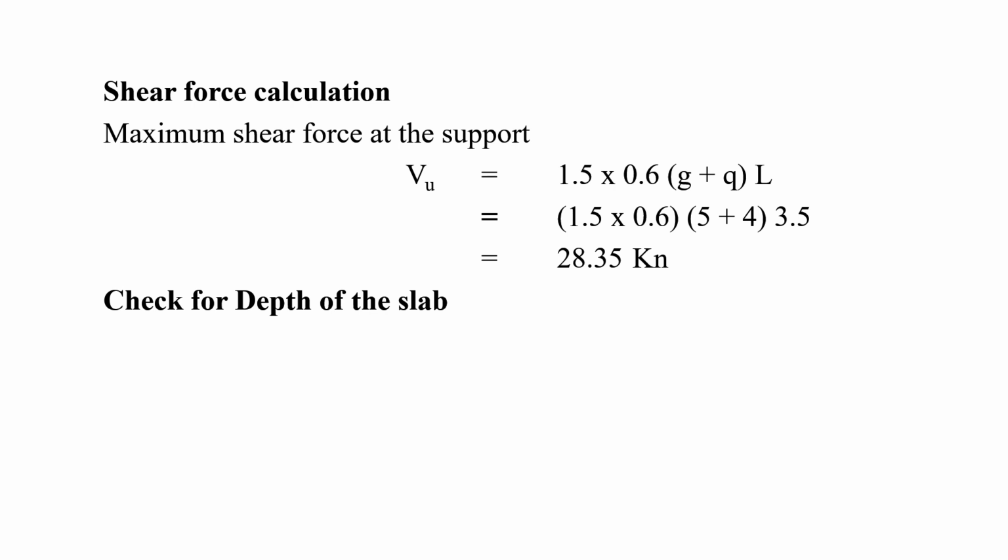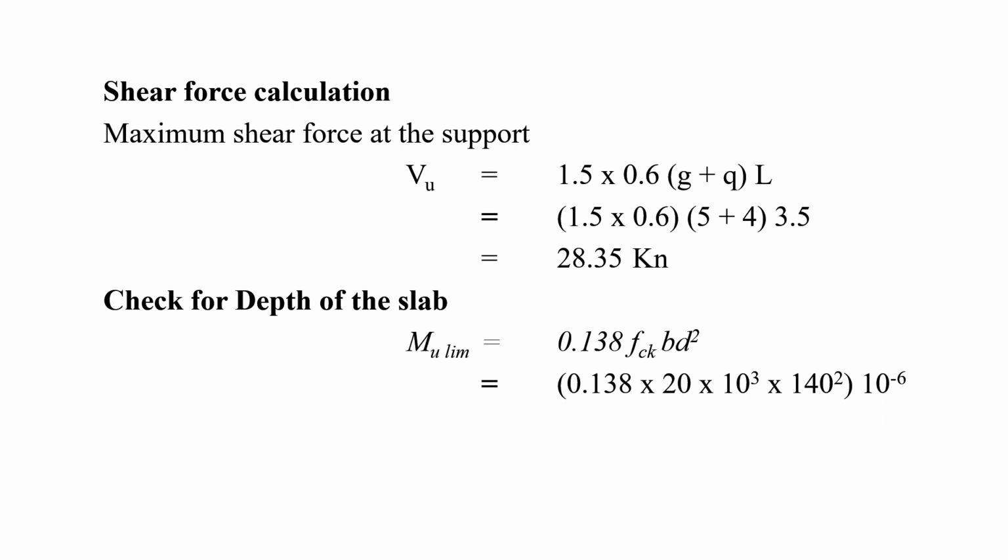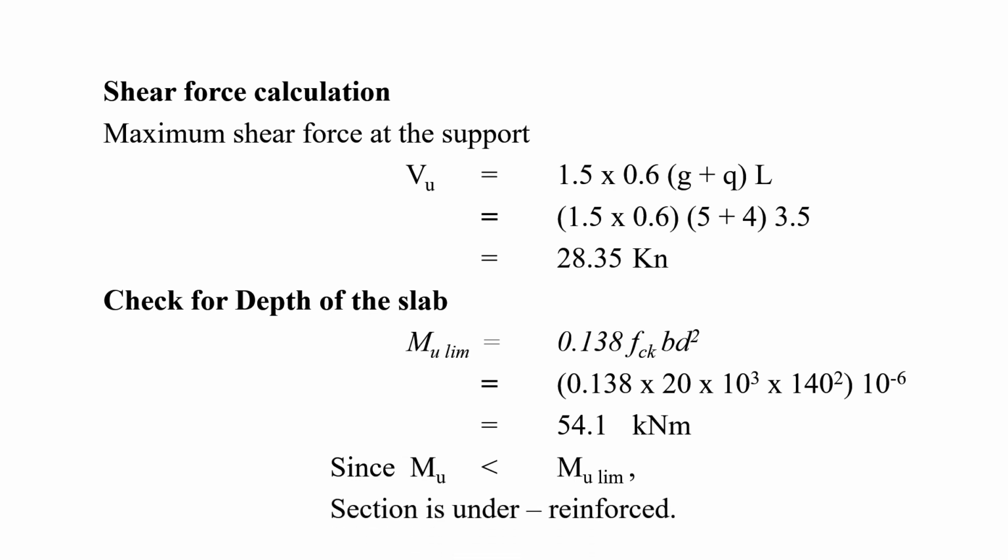And the next step is check for depth. Mu limit is equal to 0.138 fck b d square, that is 0.138 into 20 into 10 power 3 into 140 square into 10 power minus 6. The value is 54.1 kilonewton meter. And then compare Mu and Mu limit. Here Mu is less than Mu limit. Hence this section is an under reinforced section.